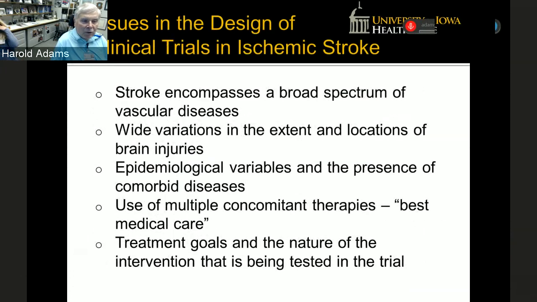And the design will then involve several issues. First is that stroke encompasses a broad spectrum of vascular diseases of the brain. Another is that stroke can affect different parts of the brain and produce different neurologic impairments. We have a high rate of comorbid diseases, and there are epidemiological variables. And so generally, when you design a trial in stroke, it will be best medical care plus the new intervention versus a control.